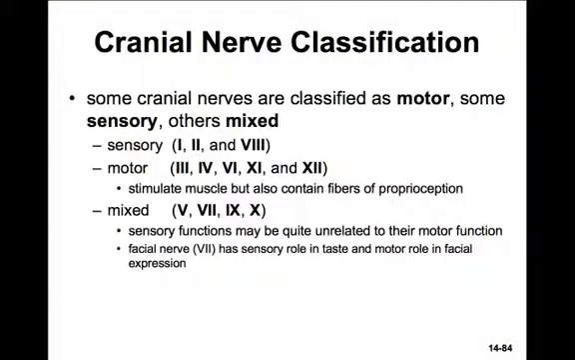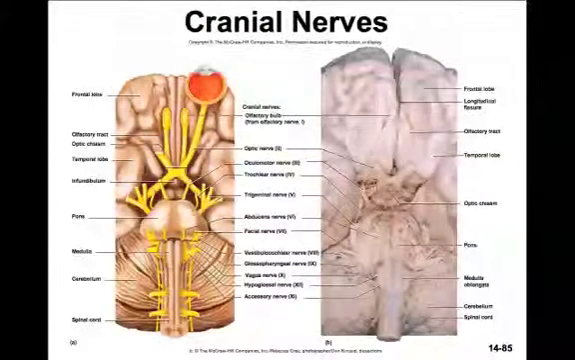In cranial nerve classification, we can consider motor, sensory, and mixed nerves. This is a breakdown of which ones are which. I wouldn't say you need to memorize that per se. The sensory functions can be quite unrelated to the motor functions. For example, the facial nerve, number 7, has a sensory role in taste and a motor role in facial expression.